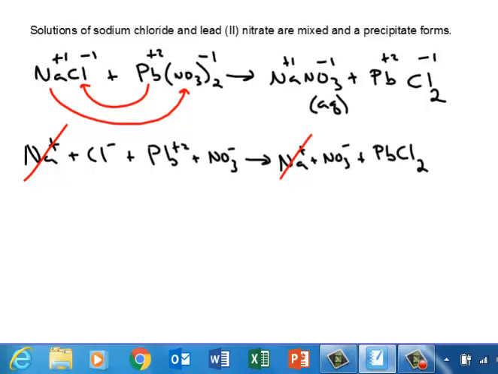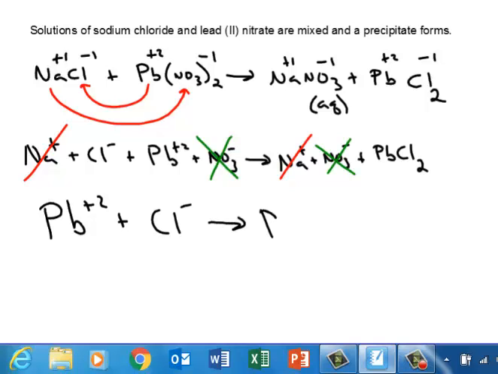Sodium ion is aqueous on both sides. Nitrate ion is aqueous on both sides. Eliminate them. The net ionic equation is a lead ion plus a chloride ion comes together to make PbCl2, and if we do have to balance this at this point in time, we can put 2 chloride ions. This is my net ionic equation.